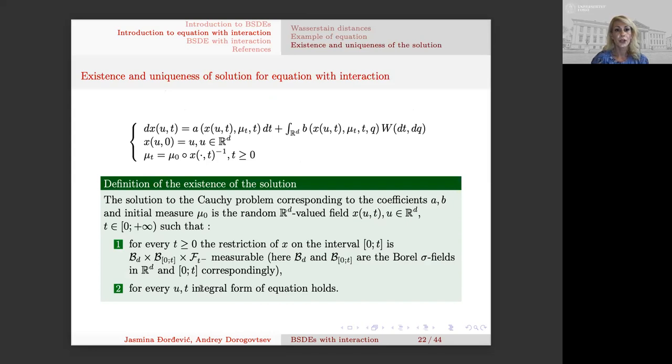So the definition of this solution is given now on this slide. So if for any initial measure mu0 and coefficient functions a and b, a solution is a random field X, such that for any u from R^d and any moment t, the restriction of X on any interval [0,t] is actually measurable with respect to this product, and even more, for every u and t, the integral form of this equation also holds.